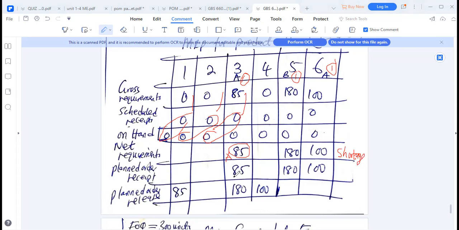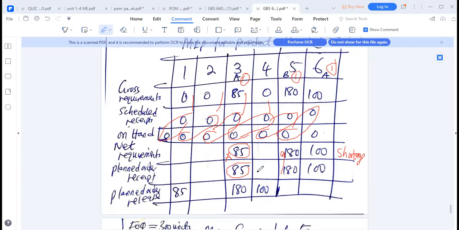So after ordering 85 units, we should sort out 85 units. So we are getting 0 here. 0 plus 0 on this week. To meet the demand of 0, we are getting 0. 0 plus 0 to meet 0, we are getting the net requirement of 180. So we need to order the shortage of 180. So after ordering 180, we can sort out this 180 and it still remains with 0. 0 plus 0 to meet the 0 is 0. But 0 plus 0 to meet 100, we are getting the shortage of 100. We don't have it, so we need to order 100.